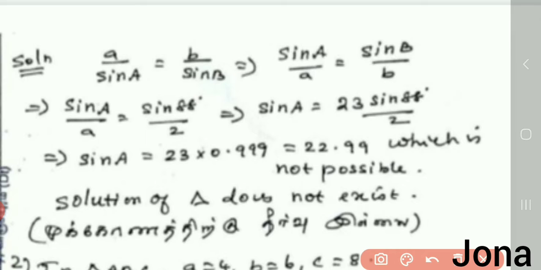Therefore, sine B equal to 23 into sine 88 degree by 2. So 23 into the value of sine 88, which is 0.999, if you multiply this we can get 22.99. Sine B equal to this much. Here it is not possible to find the solution of the triangle. Therefore, there is no solution for this triangle.